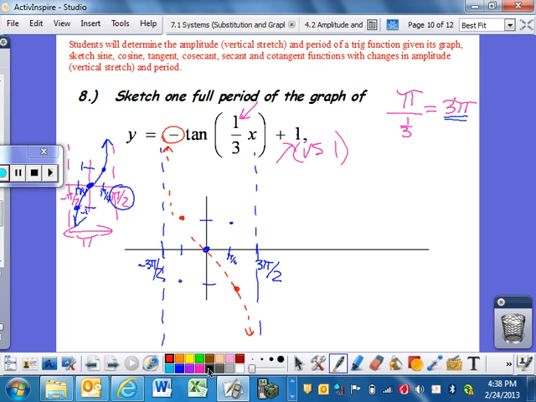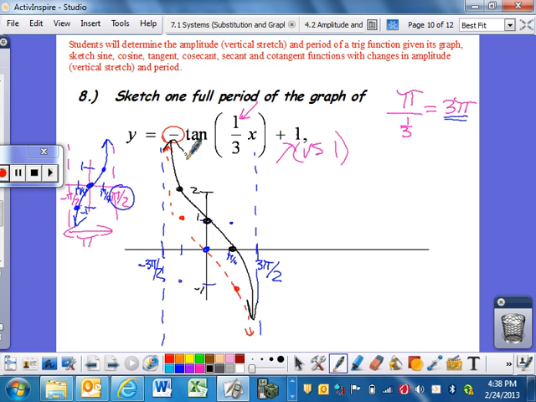Now, what does this vertical shift do? It says every coordinate point needs to be moved 1 unit up. So instead of this point being at -1 and this one being at 1, at -1 I'm going to move it up to 0. Instead of being at 0, I'm going to move it up to 1. Instead of being at 1, I'm going to move it up to 2. And here comes my actual curve.